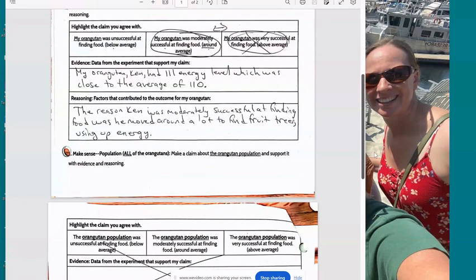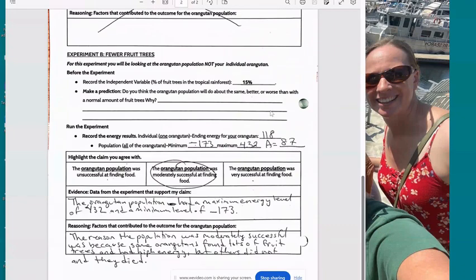And then the next one, you're going to change to 35%. So it's going to be an increase. Record your numbers. And again, you're comparing the population as a whole to either 15% or 25%. Pick one of those two to compare it to. And you got this.